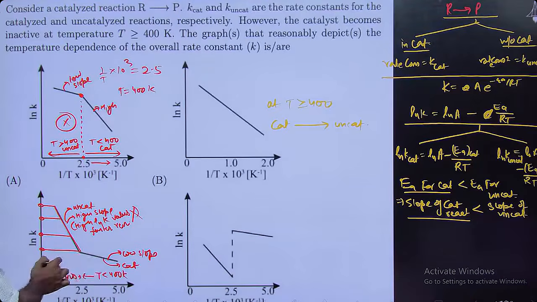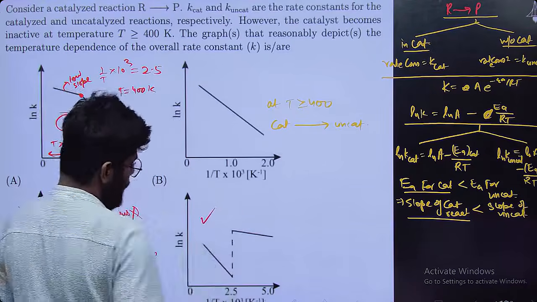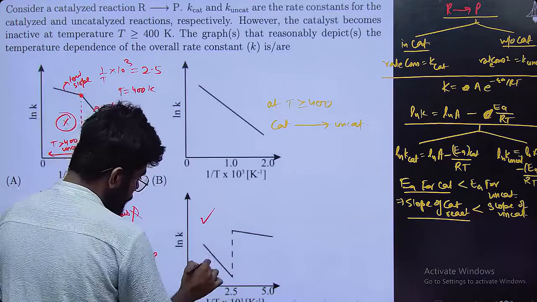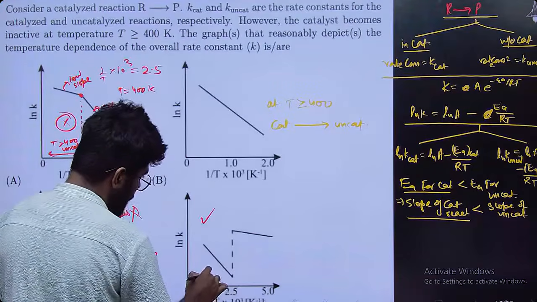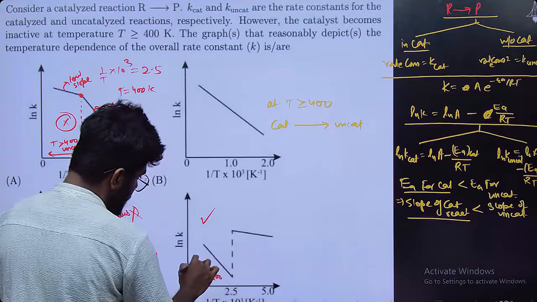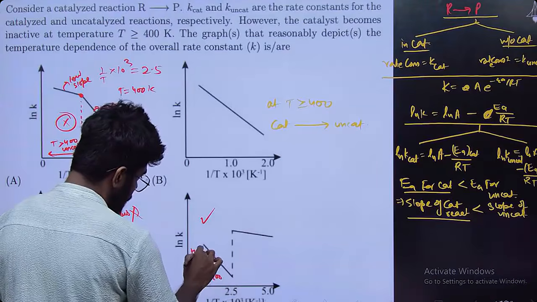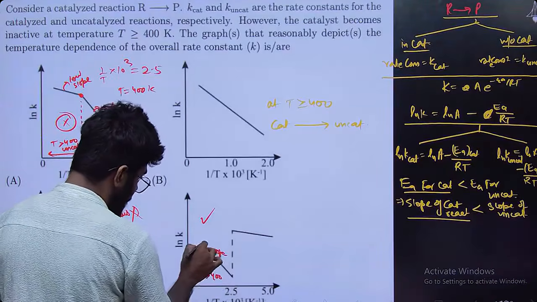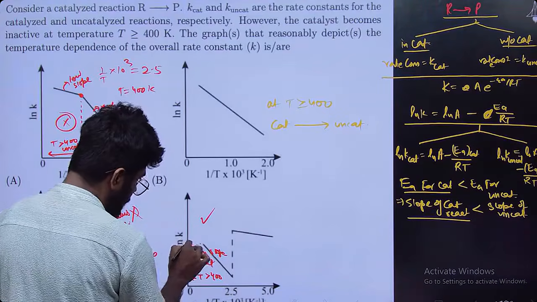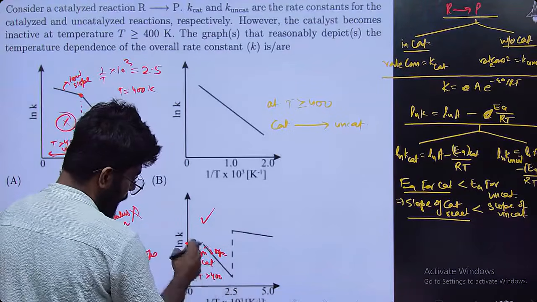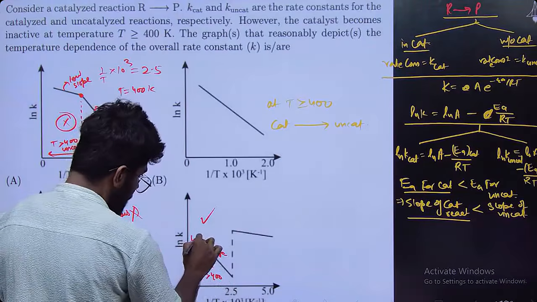But here they are saying that, okay, the slope is following the same thing that is theoretically predicted, but the lnk values we are getting are very, very low as compared to what we were getting in the non-catalyzed reaction. So this cannot be true. So this is the correct graph in that sense, that for temperatures greater than 400, you have an uncatalyzed reaction, high slope, and relatively lower values of lnk. This is the max value of lnk that you are getting for an uncatalyzed reaction, right? So high slope and low lnk.